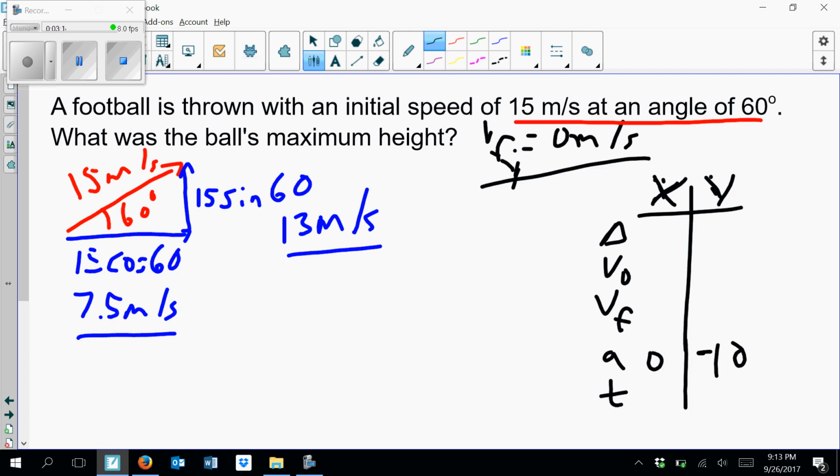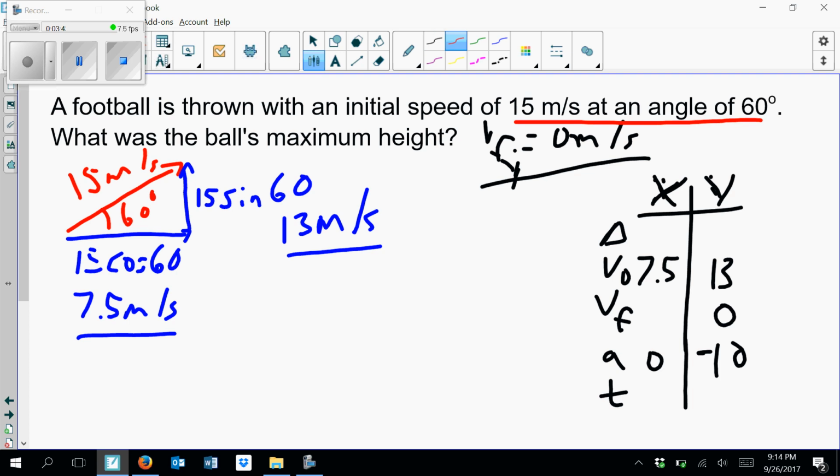And like we said before, our final velocity in the y, because we're at the highest point, is going to be 0. I also take those initial speeds into account. So we have in the y direction 13 meters per second, and in the x direction, we've got 7.5. We got those from breaking those up.